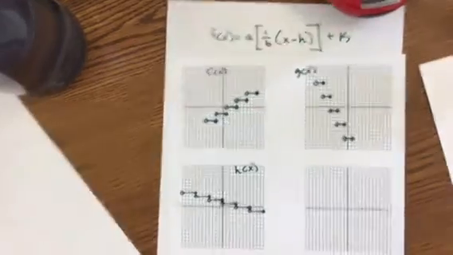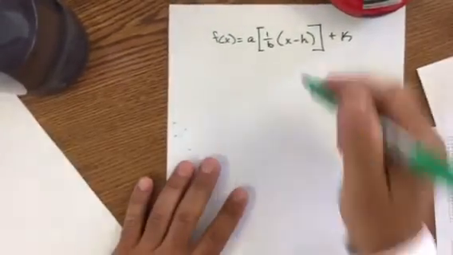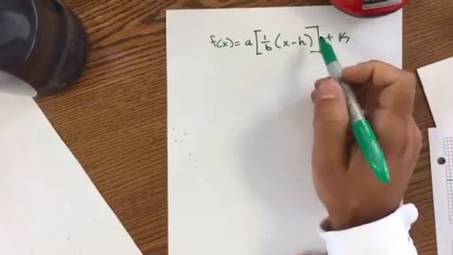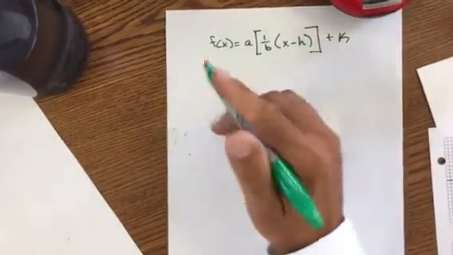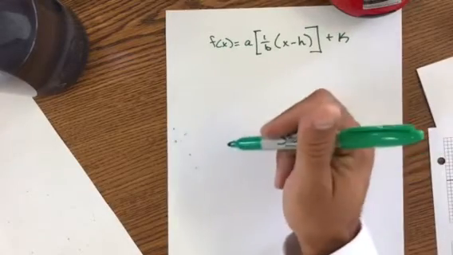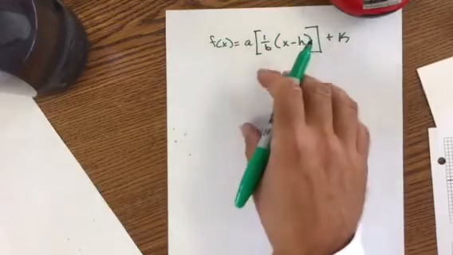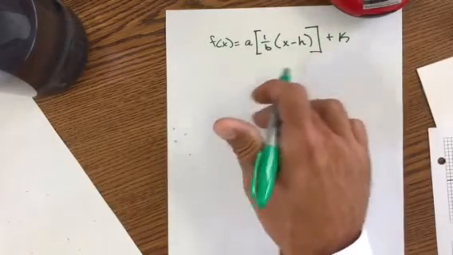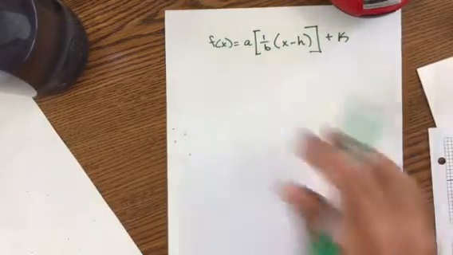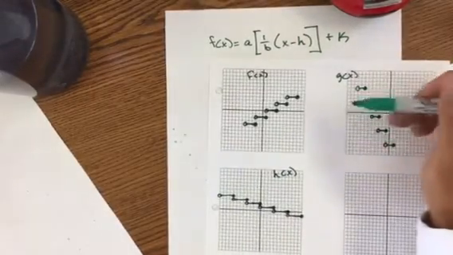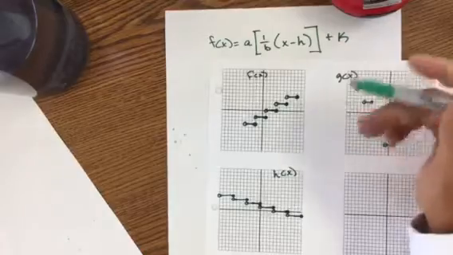So greatest integer functions have these braces to indicate what's happening. What a greatest integer function means is that every y value is an integer, essentially. In all of my examples, every y value was an integer. You'll see them called step functions sometimes because it looks like a stair step, okay?